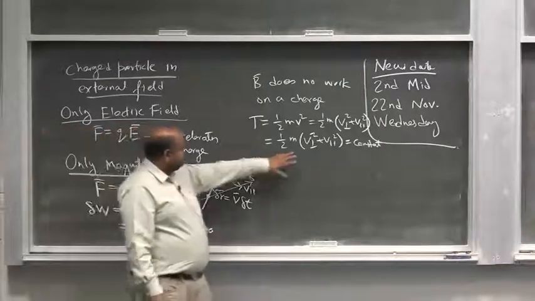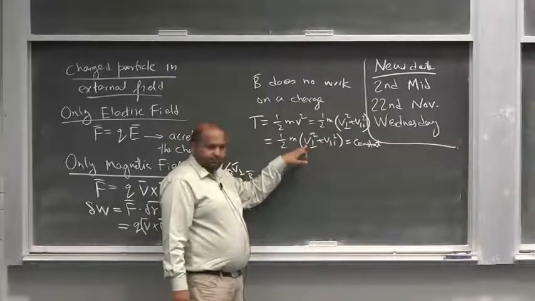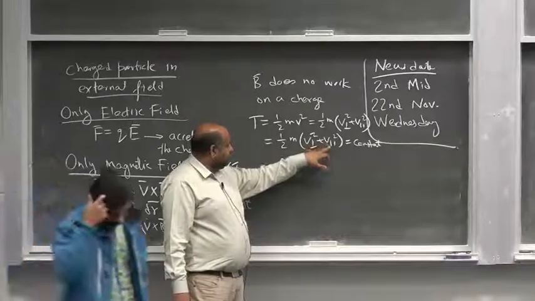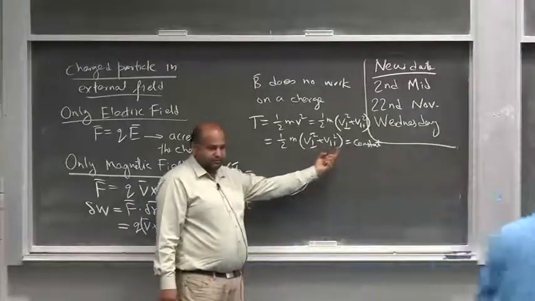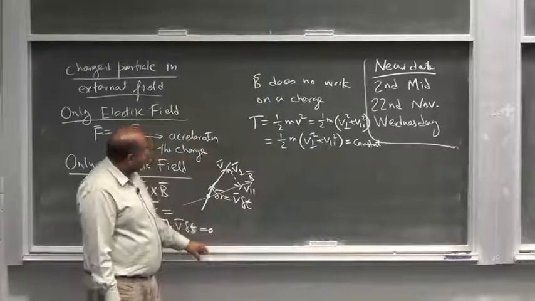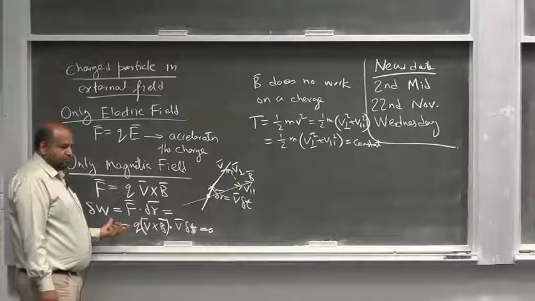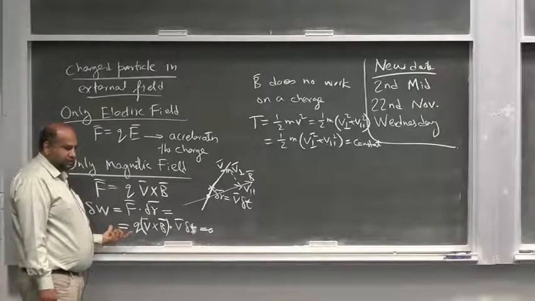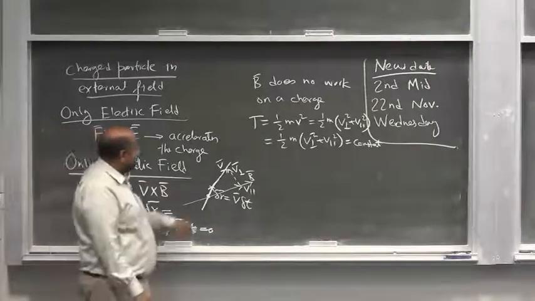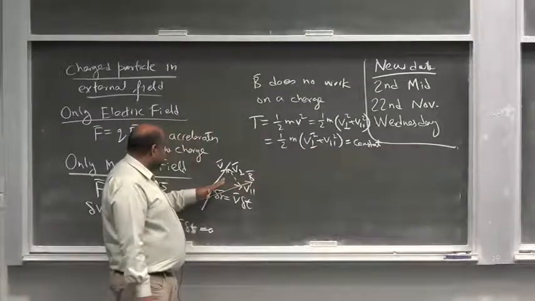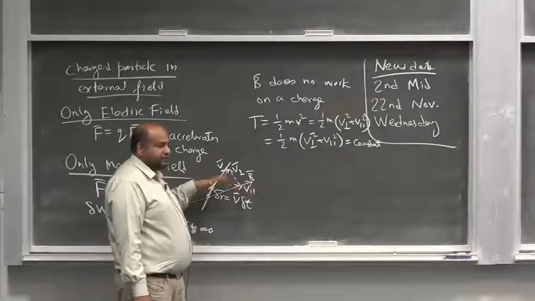So total energy is conserved, but as you can see, the individual components can change. V perpendicular and V parallel, they can change, but the sum of their squares remains constant, because the magnetic field does no work on the charge. So the magnetic field can change the direction of the charged particle's motion, but it cannot change the magnitude of the velocity.